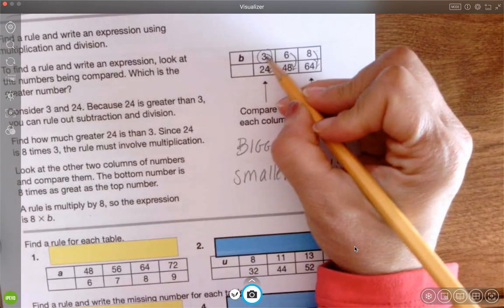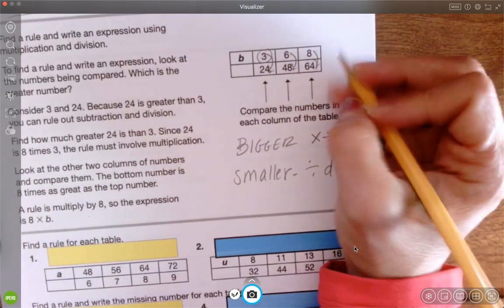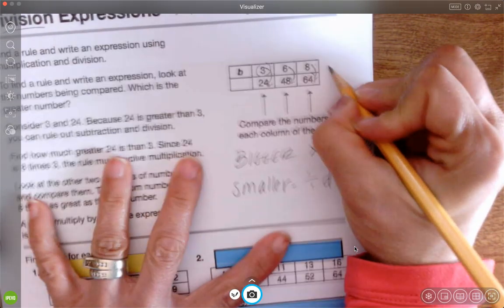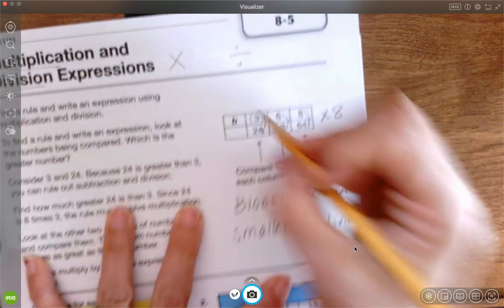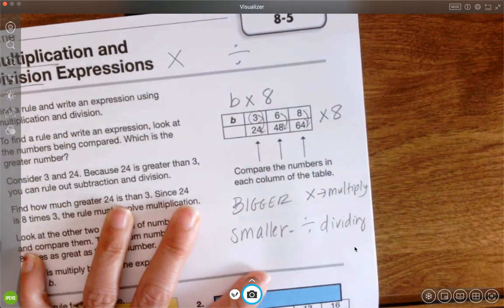What do I multiply 3 by to get 24? What times 6 is 48, and what times 8 is 64? And we know those are all multiplying by 8. So my rule would be b times 8. That's how we do this.